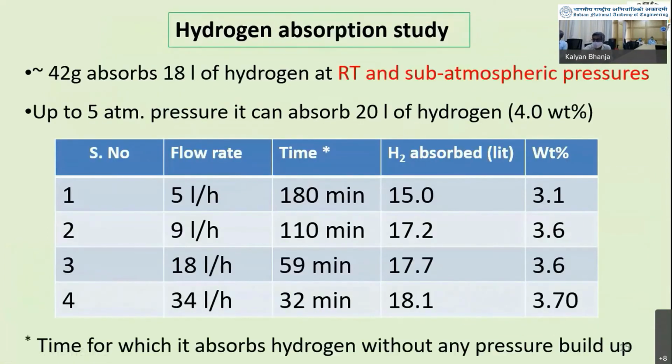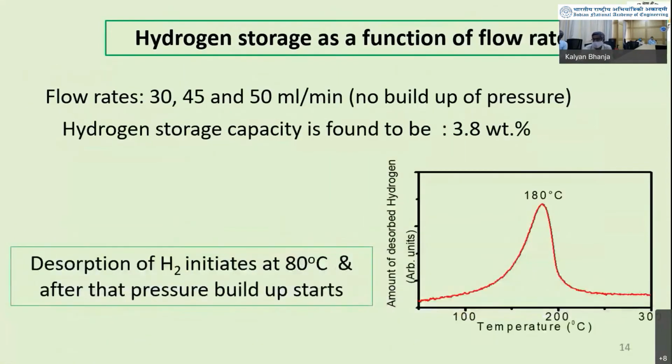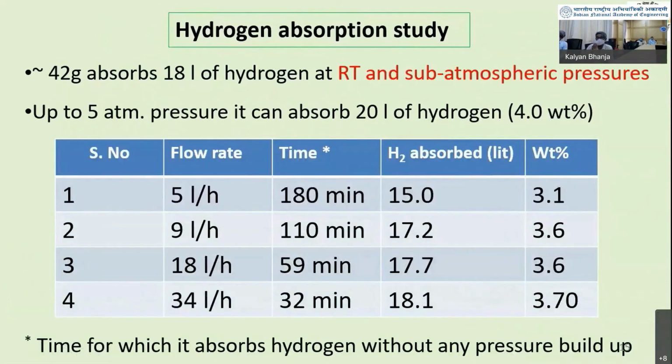And also, in the previous slide I showed very slow flow rates, very small flow rates like 35, 40, 50 mL per minute. And we have also done experiments at high flow rates like 5 liter per hour, 9 liter per hour, 18 liter per hour, and 34 liter per hour.